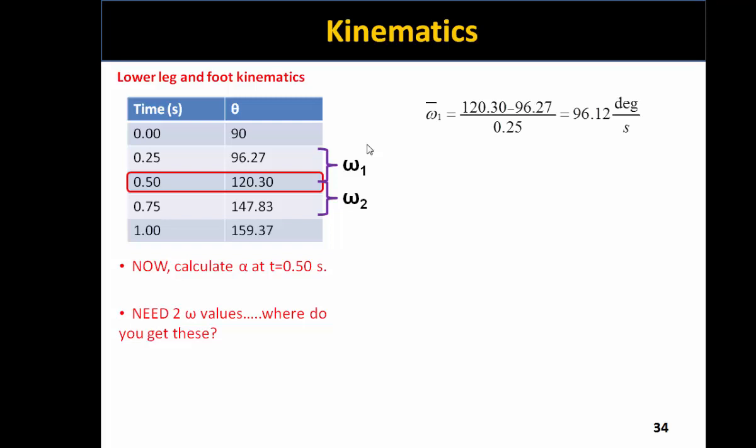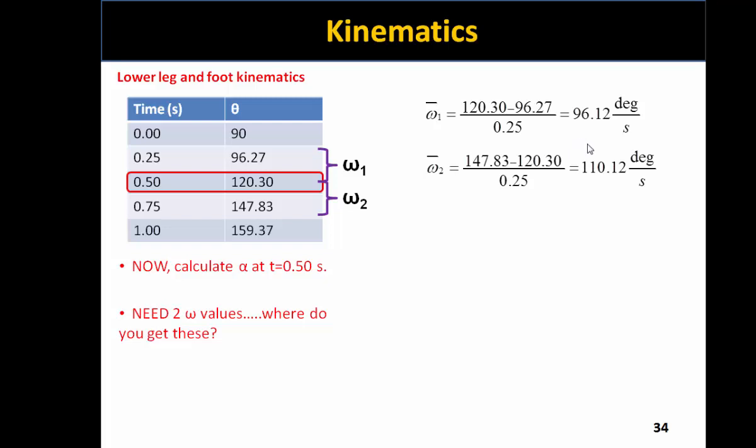So when we step through this, we find that the angular velocity across 0.25 and 0.5 rows is 120. Subtract 96.27. Remember, we're always doing a final subtract initial. And because we're only calculating across 2 rows, we only have 1 delta t. We only have 1 line of separation, and that was established at 0.25. So that gives us a 96.12 degree per second value.